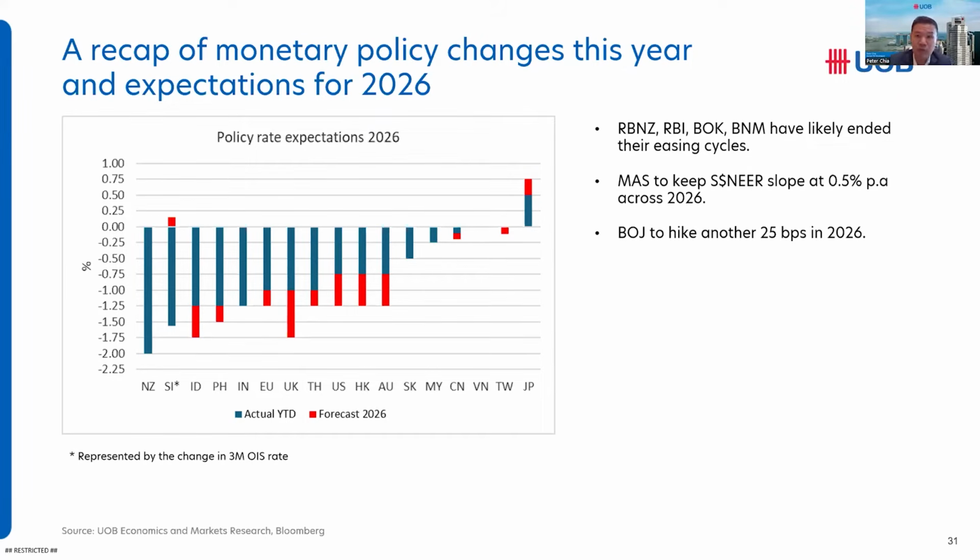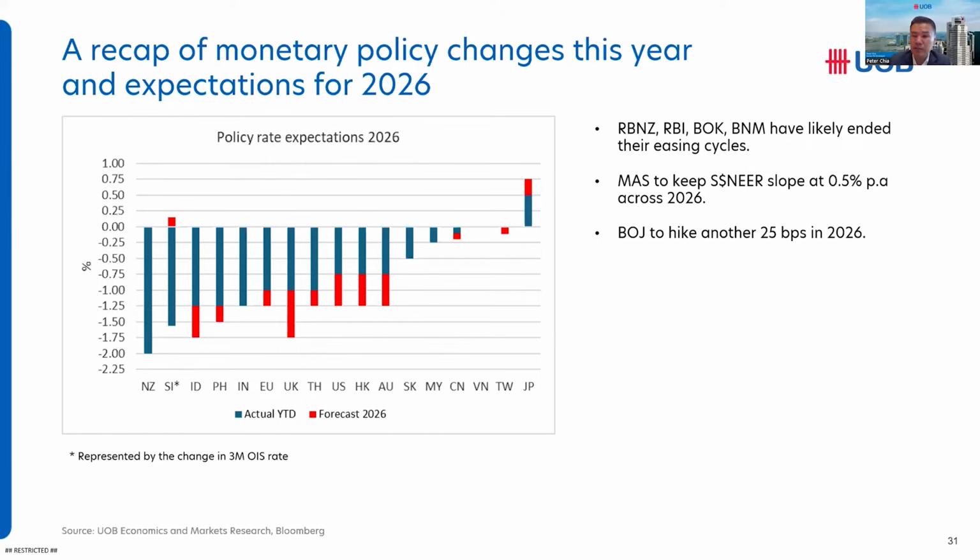Another message that you probably pick up in this slide is that most central banks have probably already concluded their easing cycles. These include New Zealand, India, Korea, and Malaysia. They have concluded their easing cycle. So this year, interest rates will stay where they are for the rest of the year.